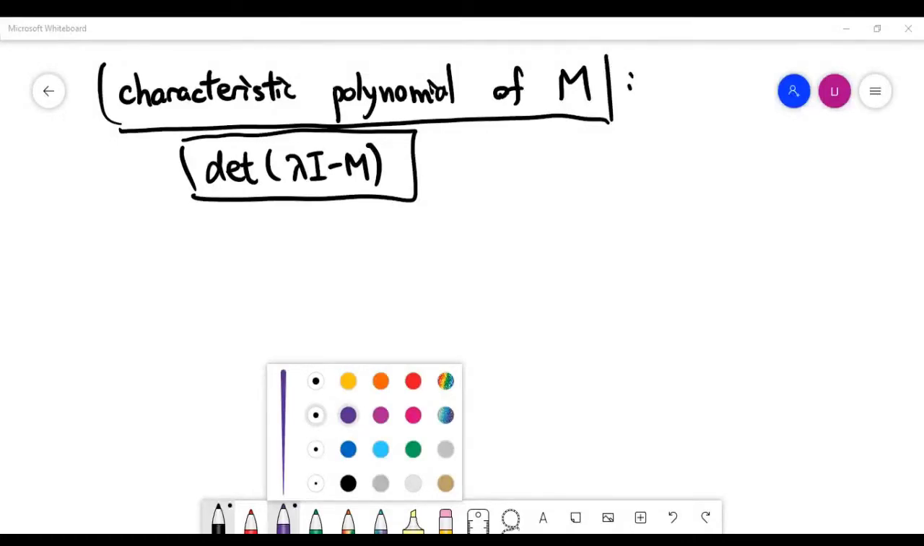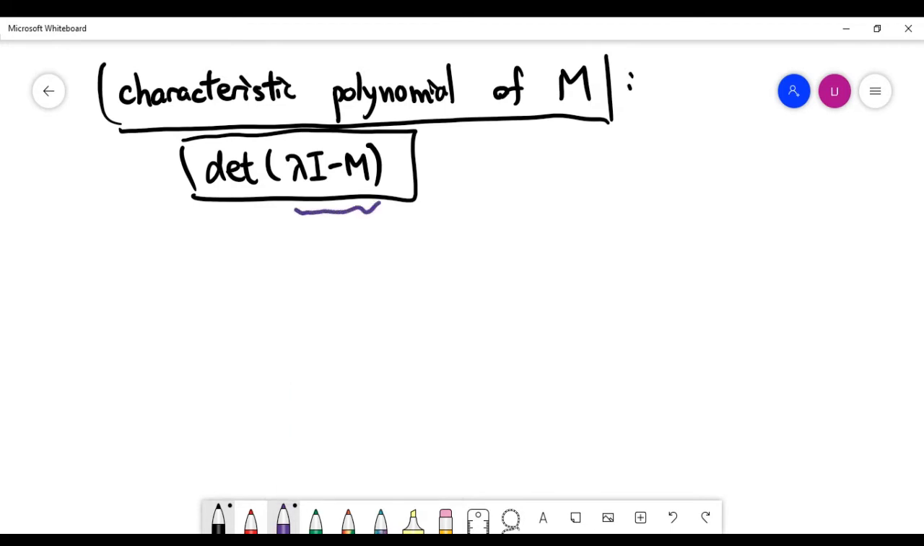So in this video, we'll define the characteristic polynomial of a matrix M. Please look at the definition here. It's basically the determinant of the matrix lambda I minus M. And let's look at some example first.